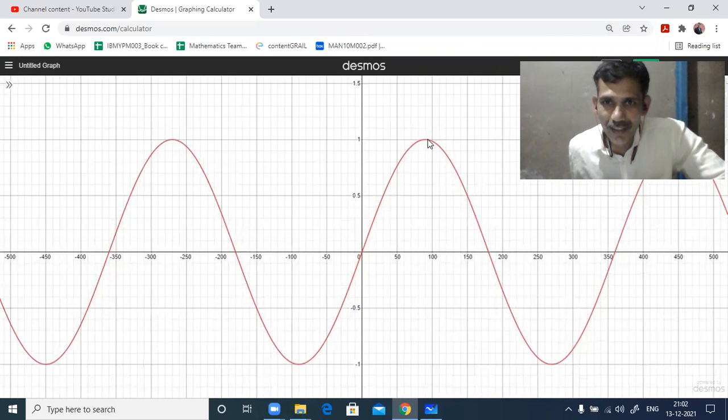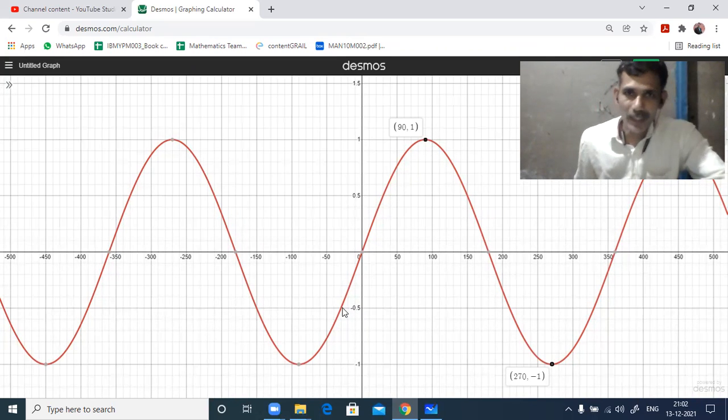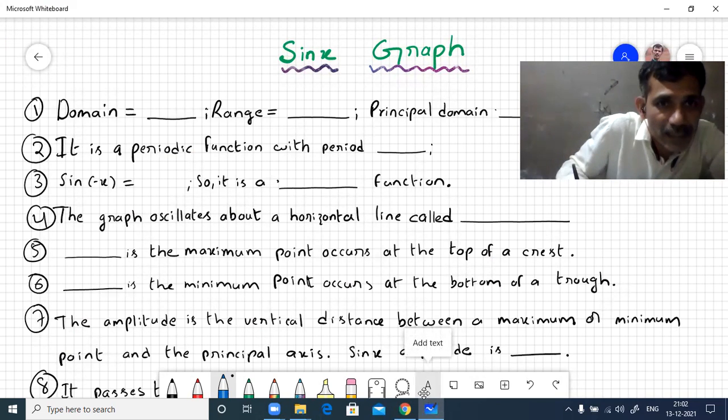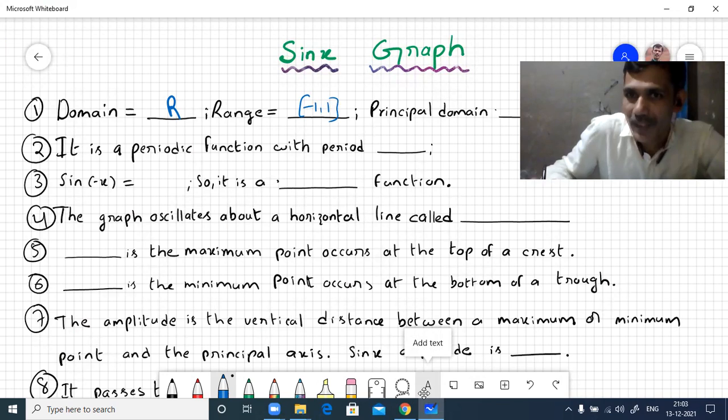But if you observe the range, we have to observe the y-axis. For y equal to sine x, where is this curve appearing? Between minus 1 to 1 it is appearing. Therefore, the range is -1 to 1. So first we will write this down. Domain is the set of all real numbers and the range is between -1 and 1. The principal domain is -90 to 90.